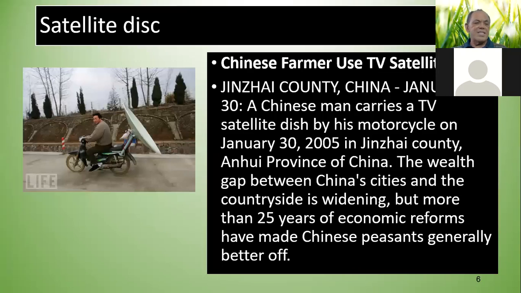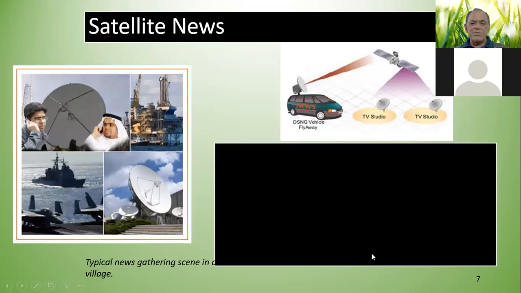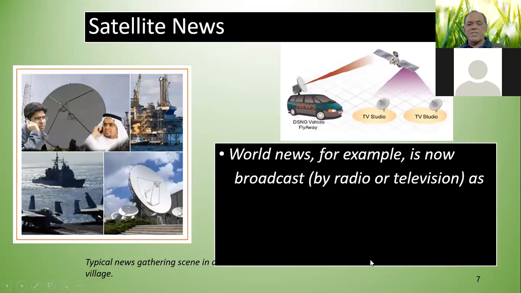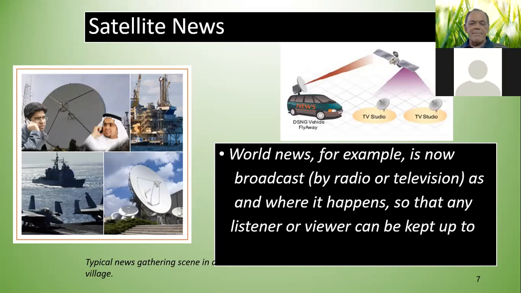You can see the Chinese man buying a satellite dish to take home. Satellite news, world news for example, is now broadcast by radio or television as and when it happens, direct. No need to wait for this, so that any listener or viewer can be kept up to date with current affairs.